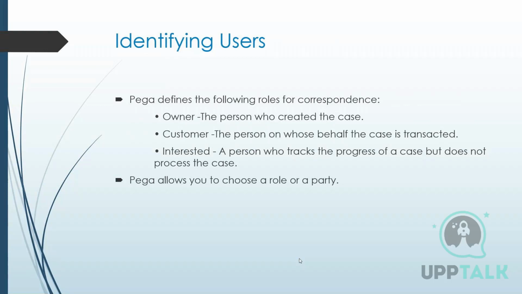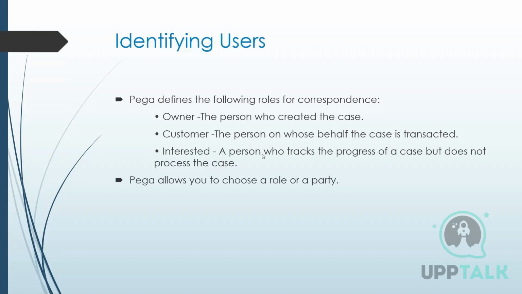In this context, we should be identifying the different roles in the correspondence. We have three different roles here: owner, customer, and interested. Owner is the one who created the transaction or who created the case. Customer is someone on whose behalf the case is created. Interested parties are people who are involved in the case, but are not actually working on it.